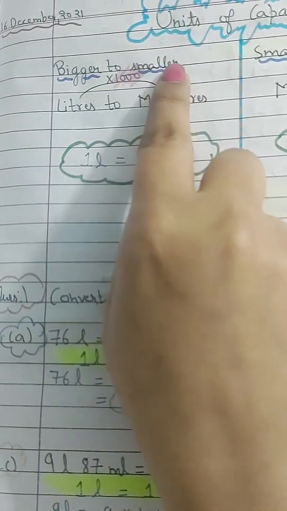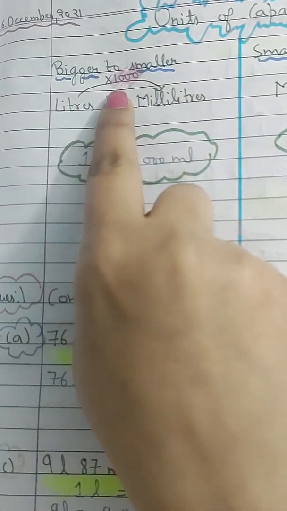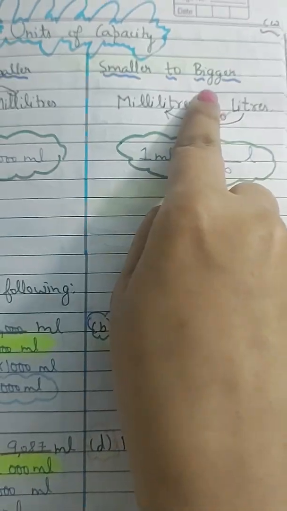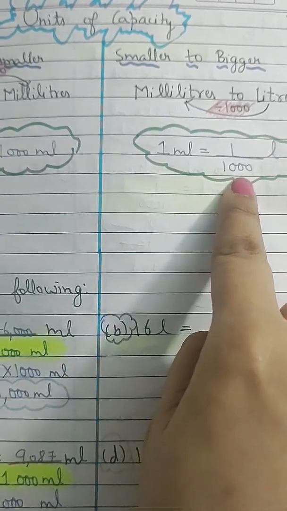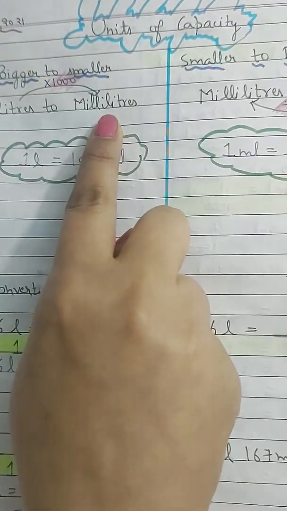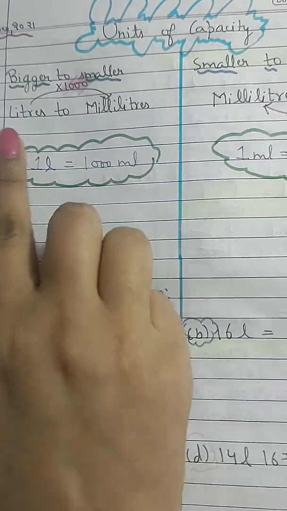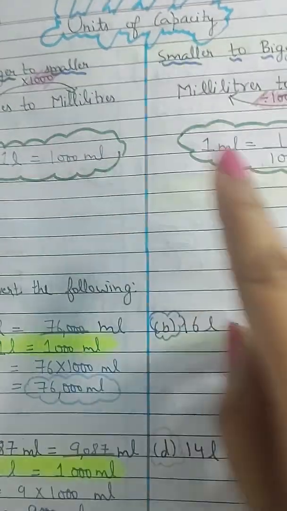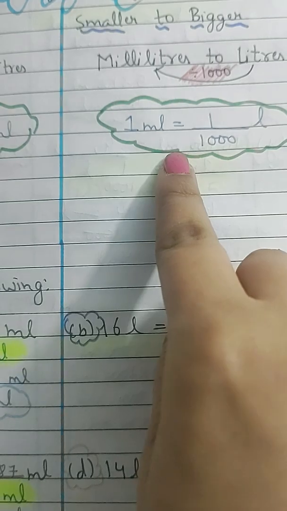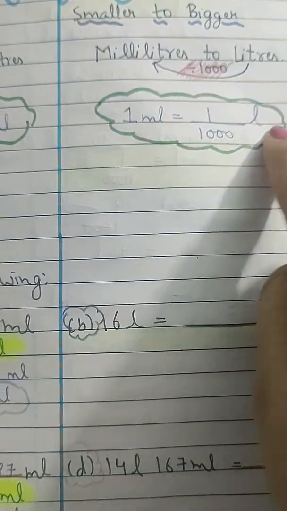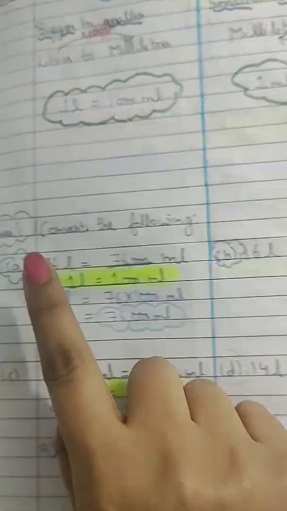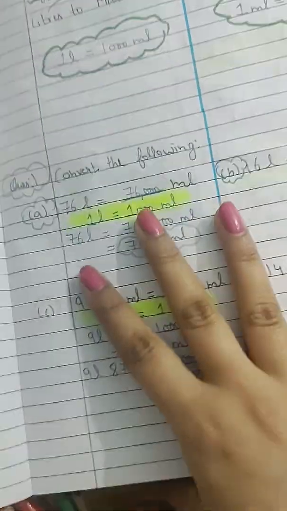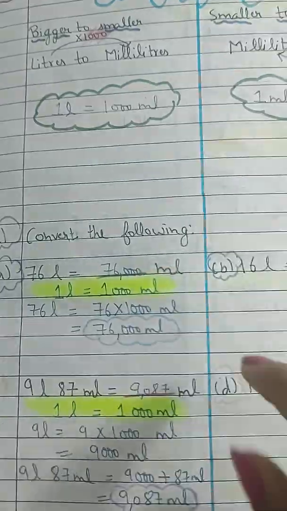Bigger to smaller, if you go from liters to milliliters, you have to multiply by 1000. If you go from smaller to bigger, milliliters to liters, then you divide by 1000. Liter is the bigger one, milliliter is the smaller one. So 1 liter is equal to 1000 ml, and 1 ml is equal to 1 upon 1000 liters. Only two units are given in your book this time. There are other units also, but we will be talking about only these units.